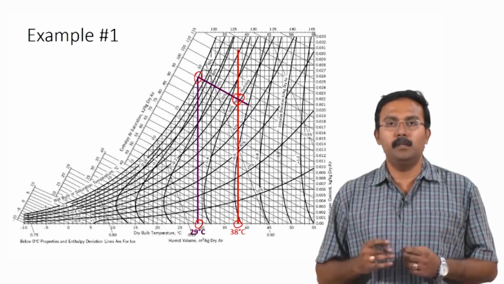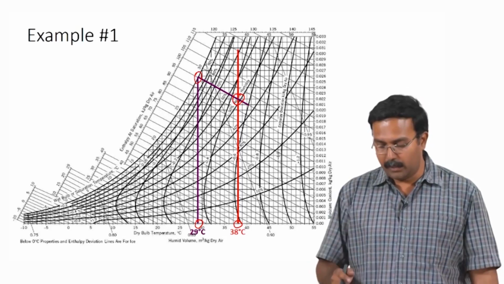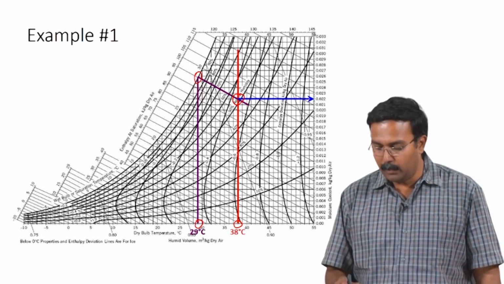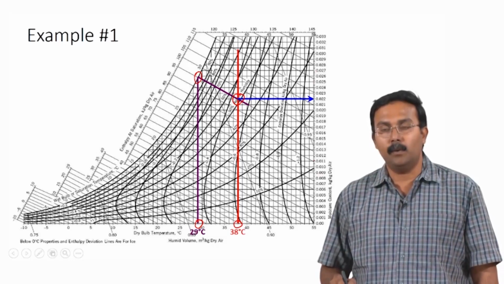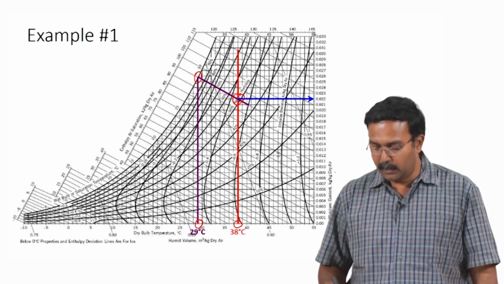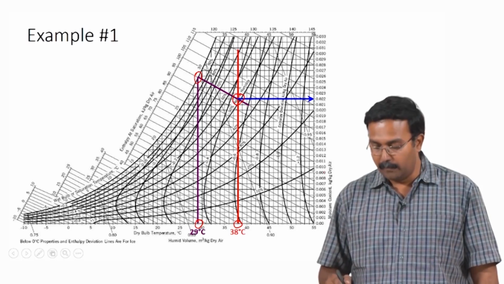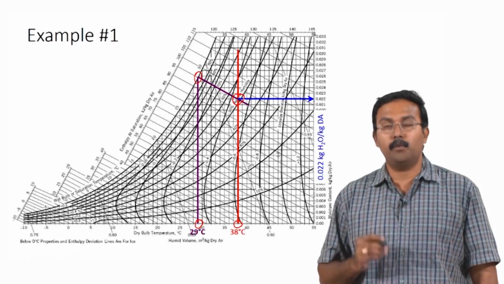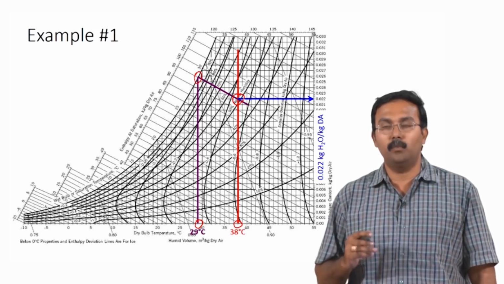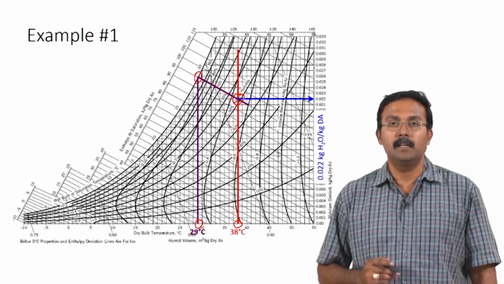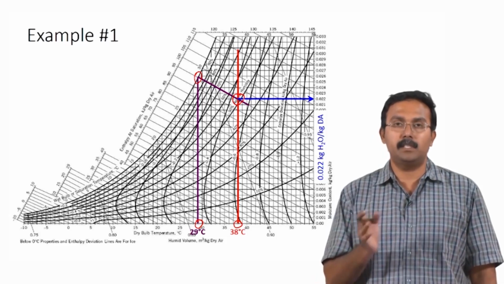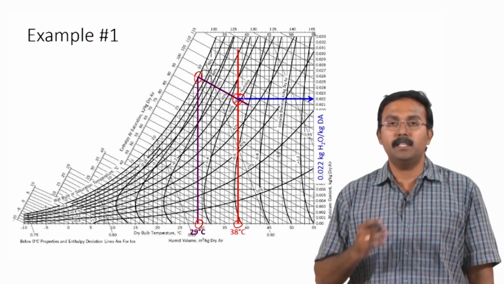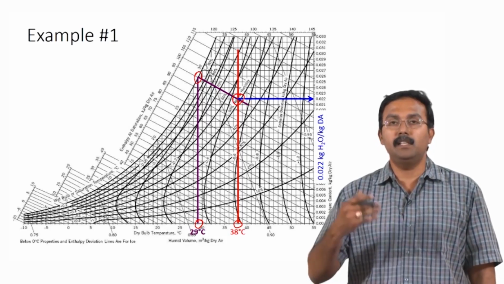This can be obtained using the curve given here. All you need to do is, from this point, draw a straight line parallel to the x axis till you intersect the y axis, where you can measure the moisture content or the absolute humidity. For this particular point, the absolute humidity is identified as 0.022 kilograms of water per kilogram of dry air. So for every kilogram of dry air leaving the system, you would have 0.022 kilograms of water which has evaporated from the wet chips leaving the system.